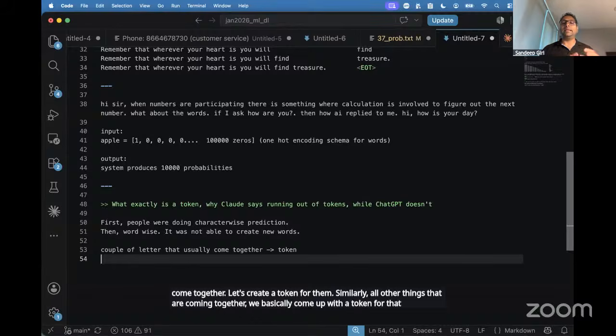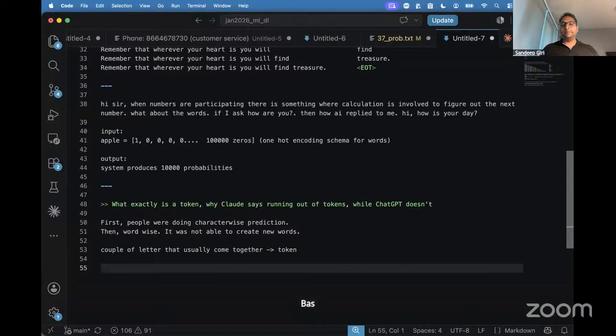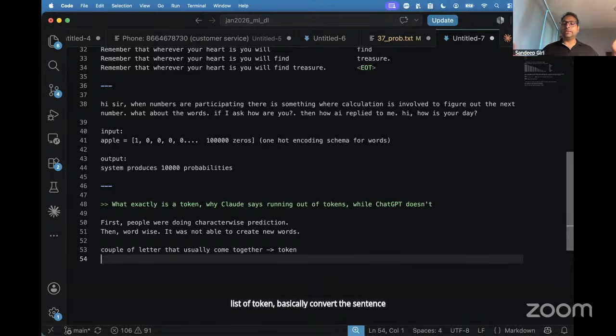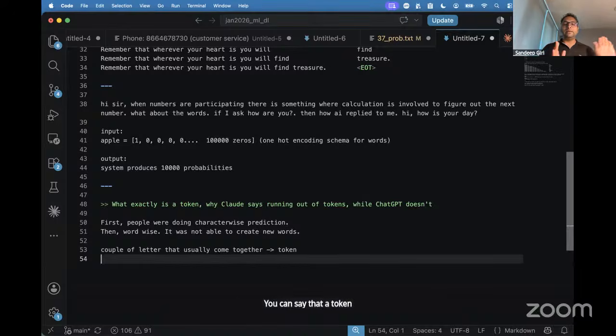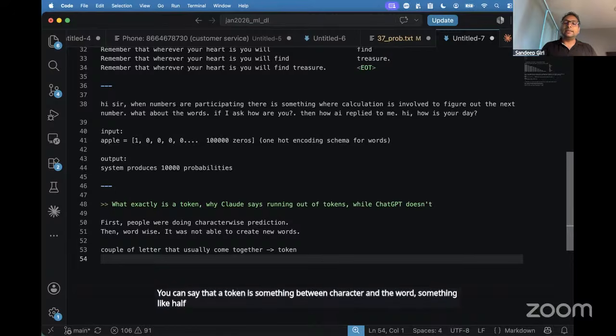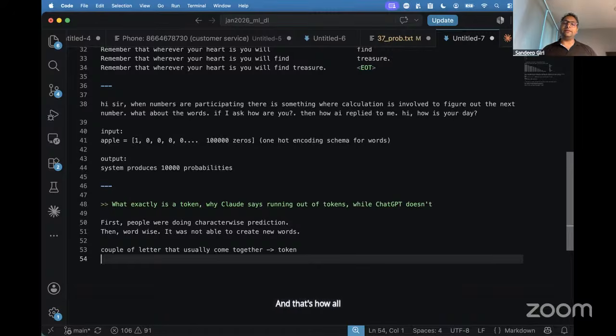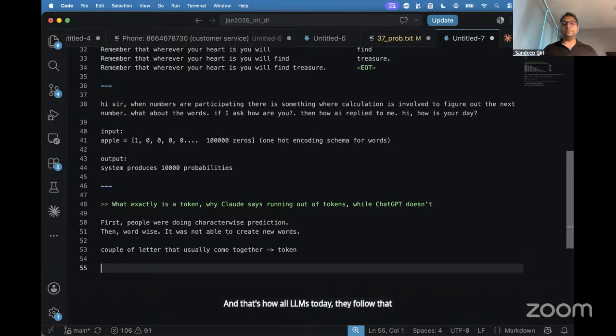Then the input became a list of tokens: we convert the sentence into a list of tokens that goes into the system. So you can say that a token is something between a character and a word. Something like half of a word or one third of a word is a token. Those characters that usually come together, you just mark as one token. That's how all LLMs today follow. I hope this makes sense to everyone.